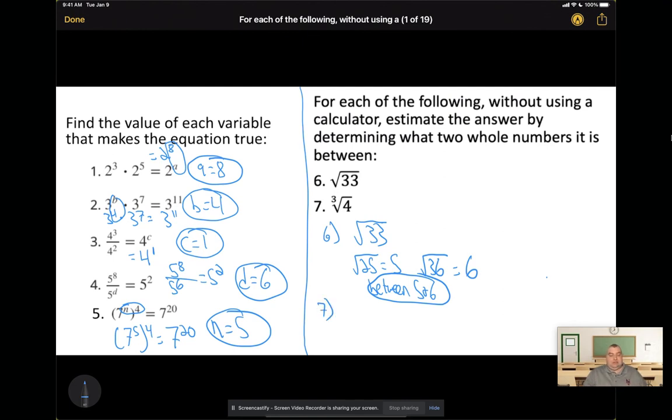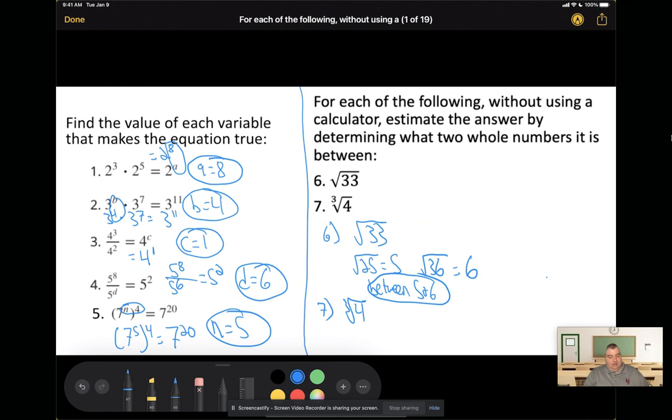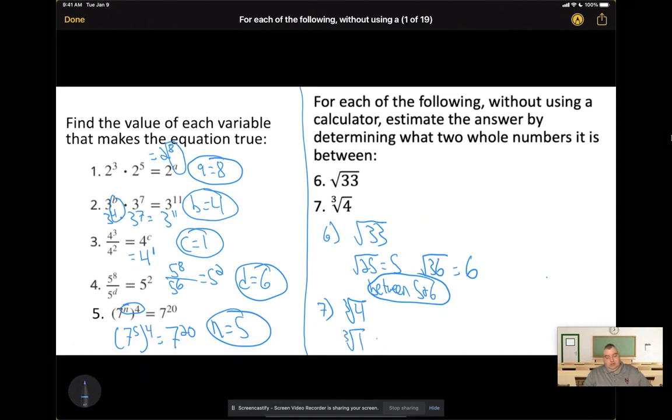So number 7, we're going to do the same thing, except now we're going to estimate the cube root of 4. So we're going to look for a perfect cube that is close to 4, the one that is lower than 4 and one that is higher than 4. So we should know already that, for example, the cube root of 1 is 1. Why? Because 1 cubed is 1. And we should know that the cube root of 8 is 2. Why is the cube root of 8 equal to 2? Because 2 cubed, 2 times 2 times 2, is equal to 8.